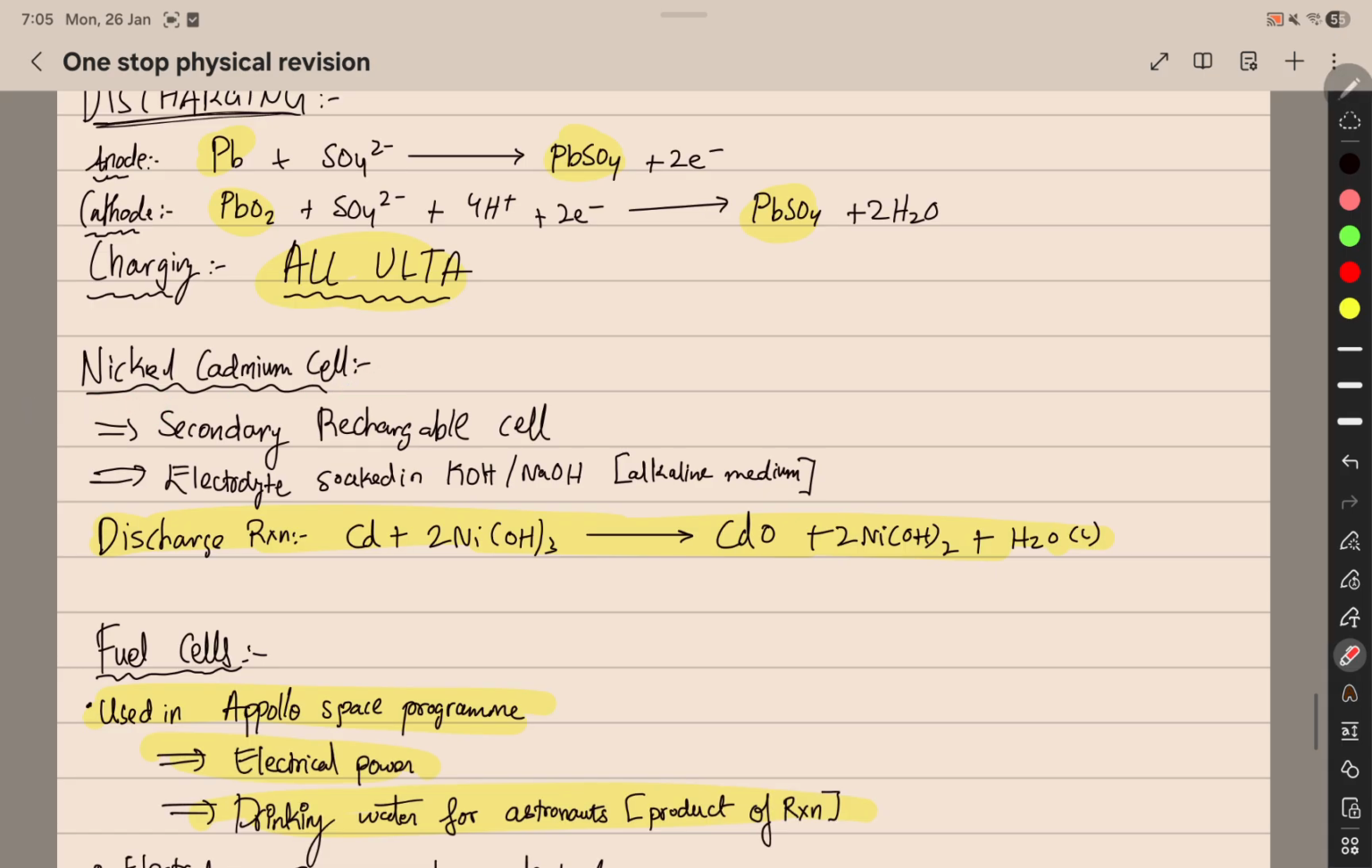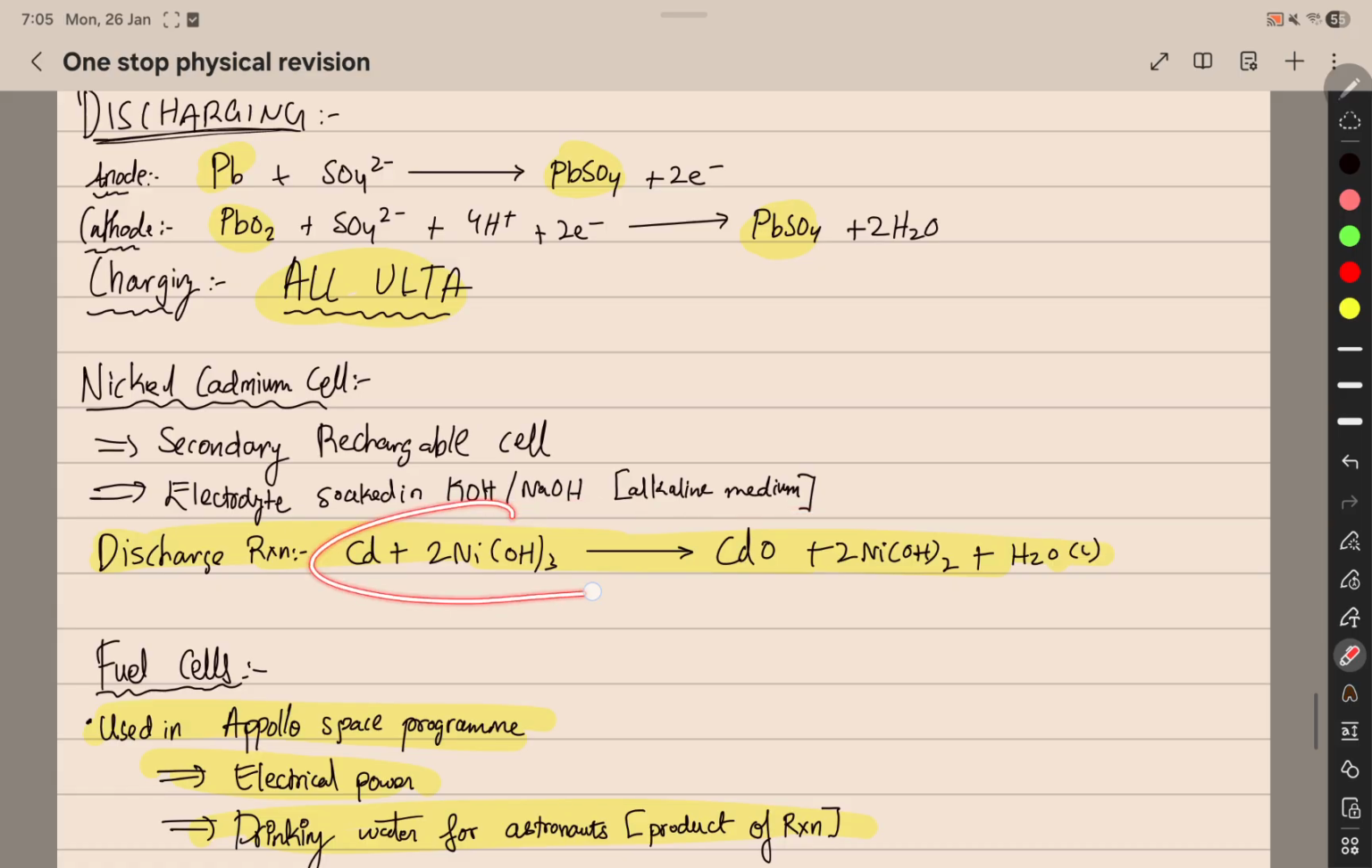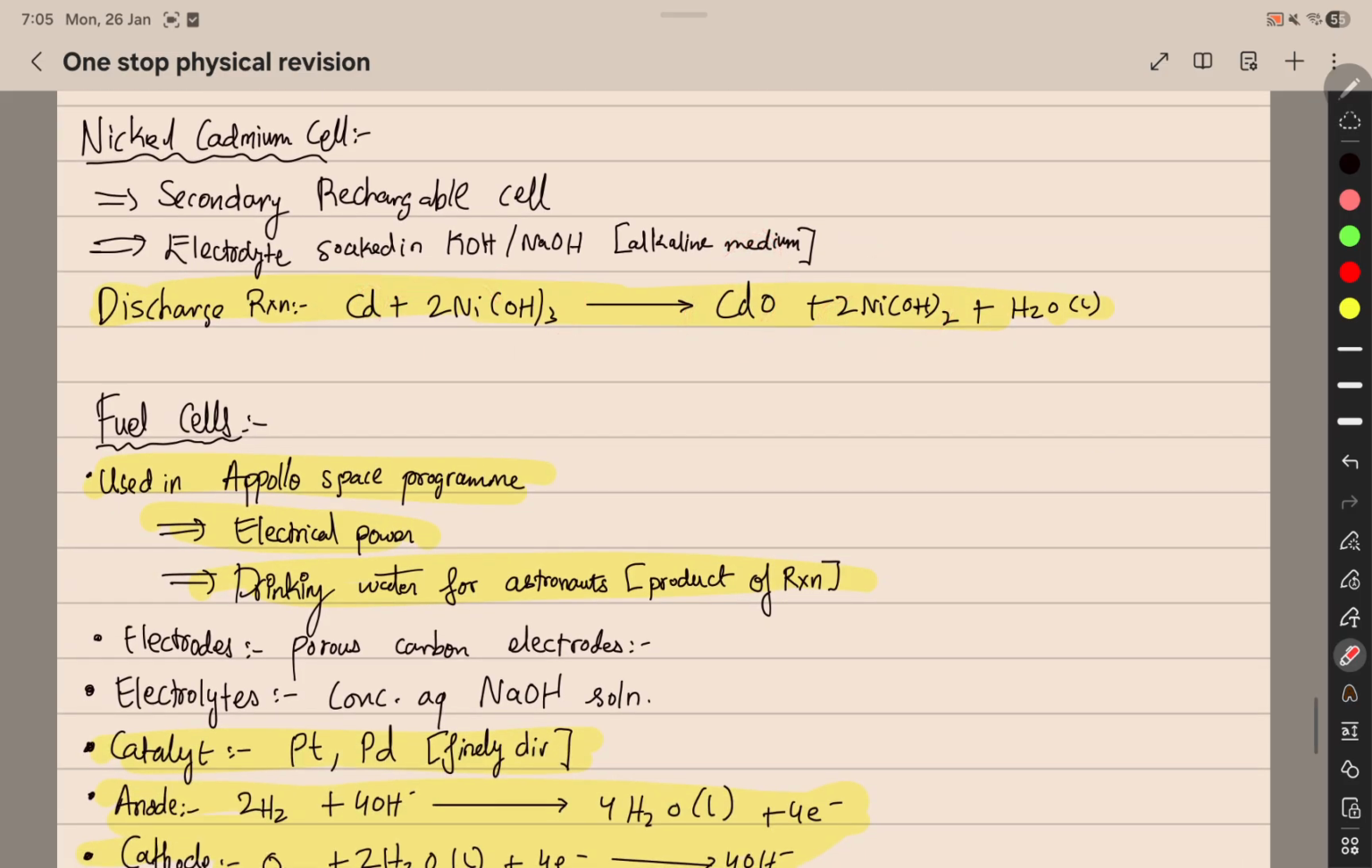Then we have the nickel cadmium cell. The electrolyte is soaked in an alkaline medium, KOH or NaOH. I don't know whether this reaction is important, but I'm remembering it: Cd becomes CdO, Ni(OH)3 becomes Ni(OH)2. That's all we need to know.